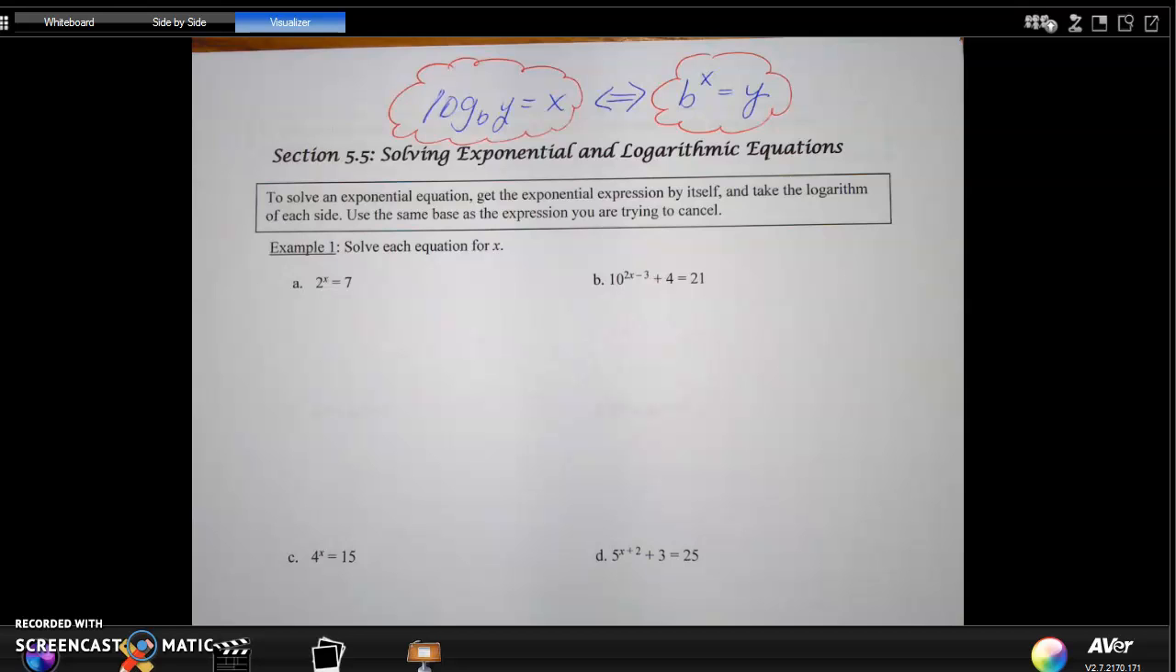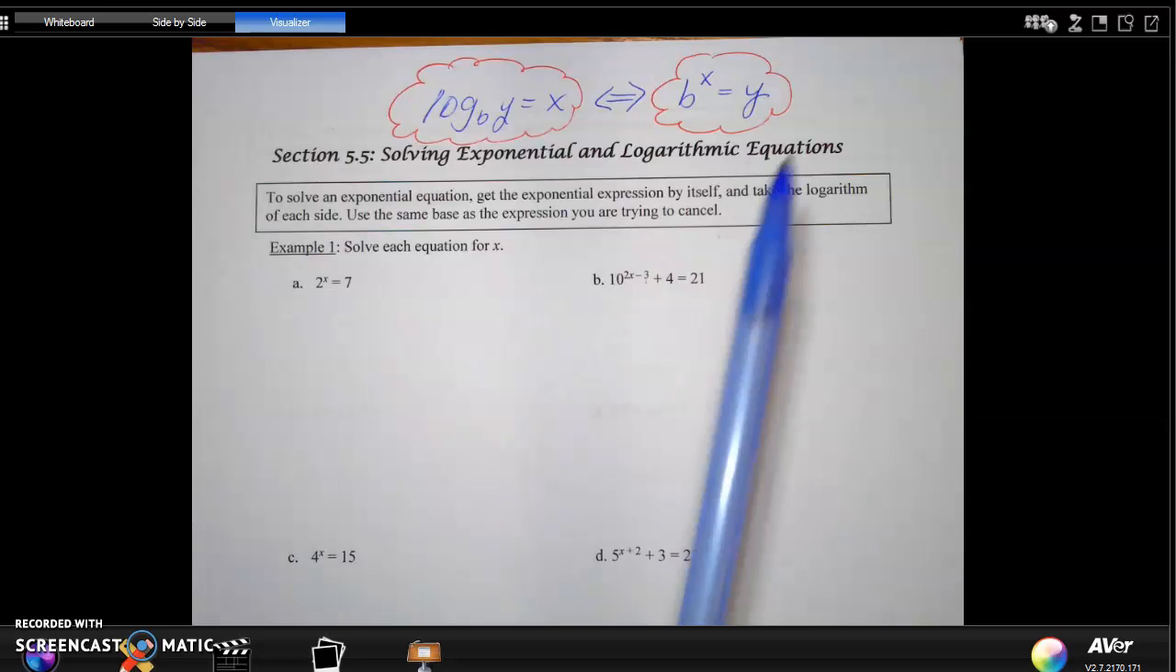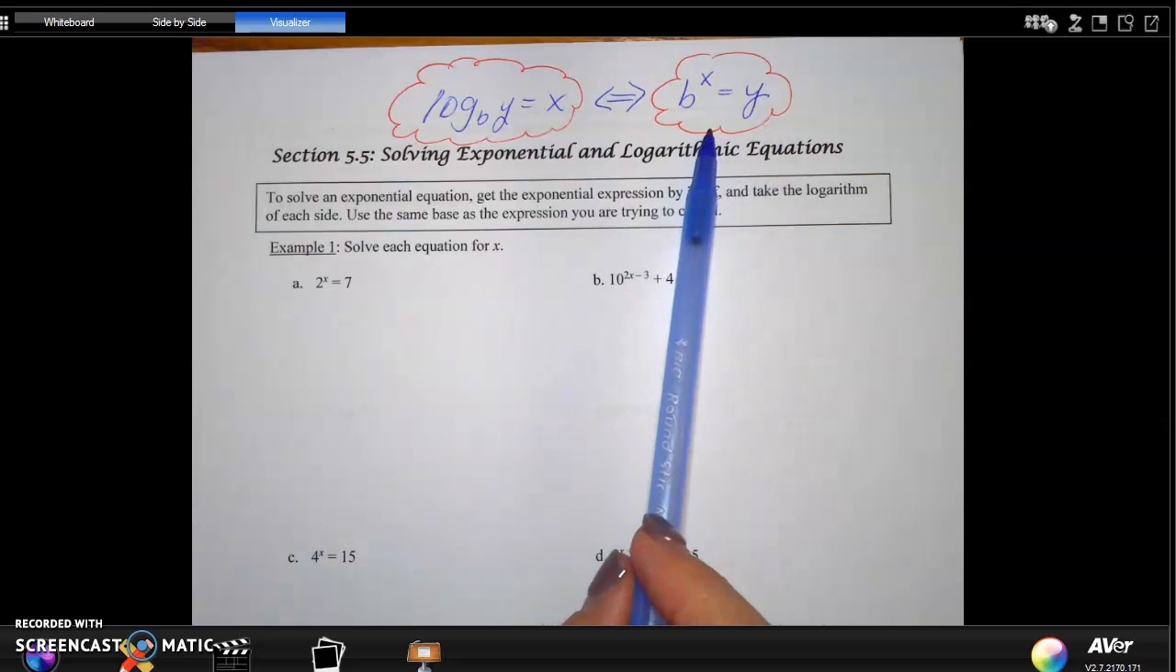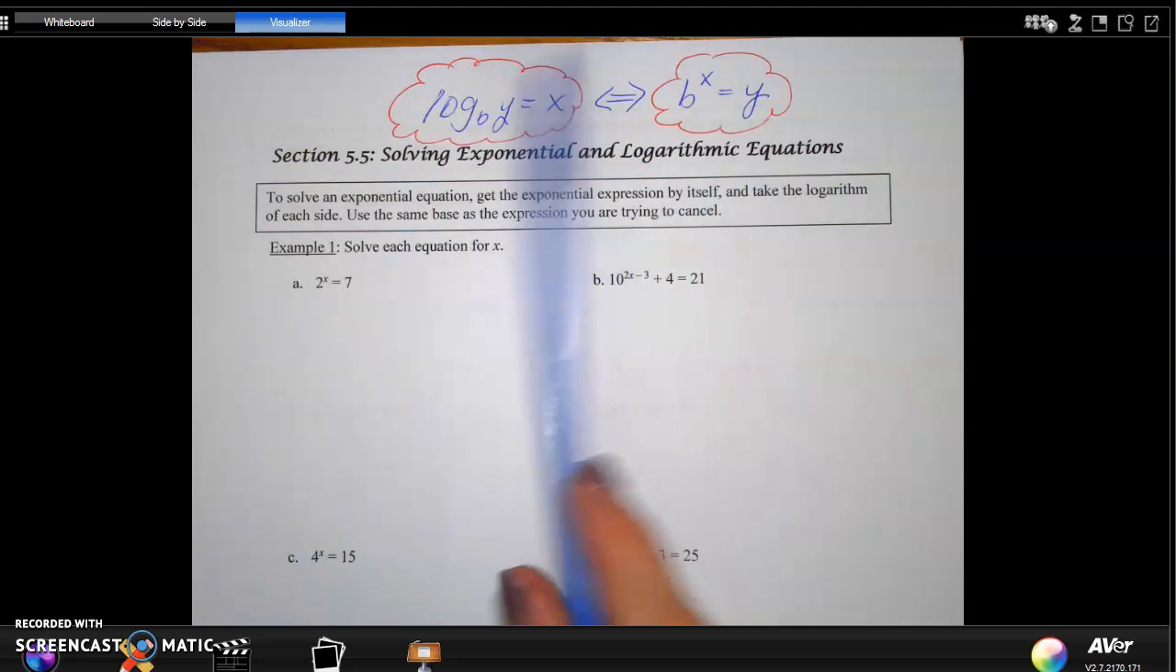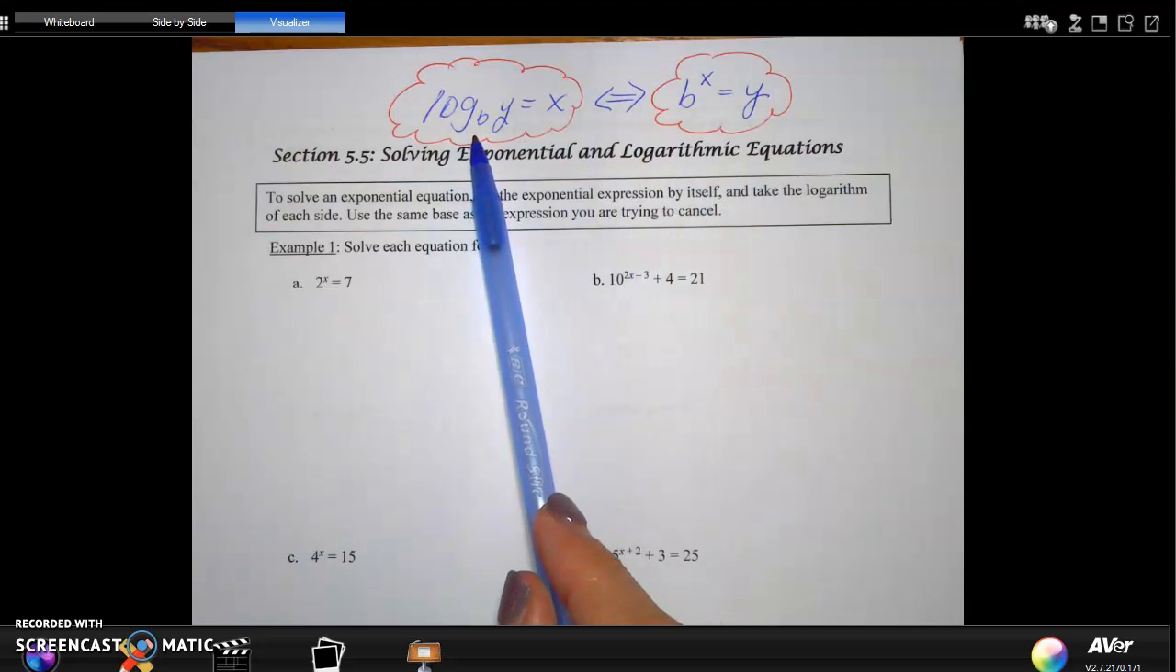Okay, hi guys. For this week we're going to start working on section 5.5, which is solving exponential and logarithmic equations. This week we're just going to work on the exponential ones. We'll do logarithmics next week. So the expressions that you really need are up at the top of the page here. And we are going to be this week looking at equations that are in this exponential format. And so we're going to be rewriting them in logarithmic format and solving for x.